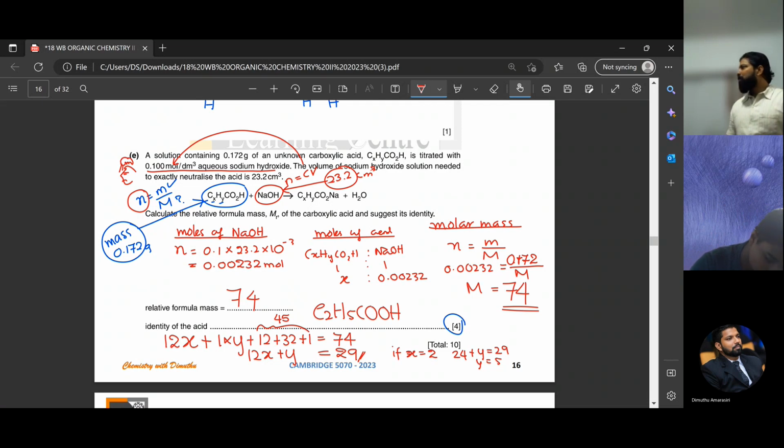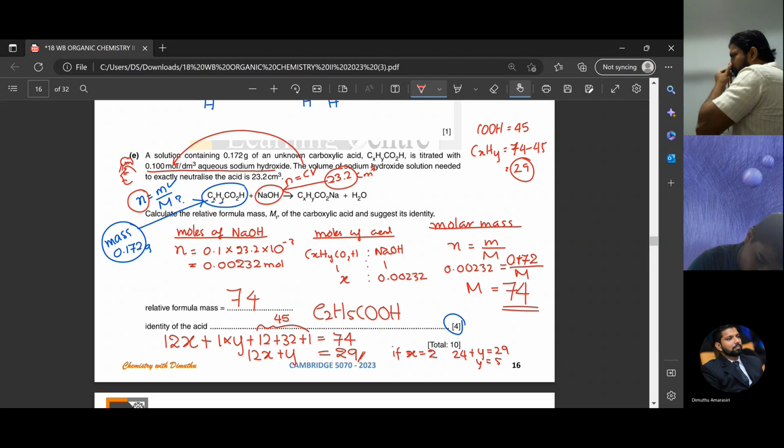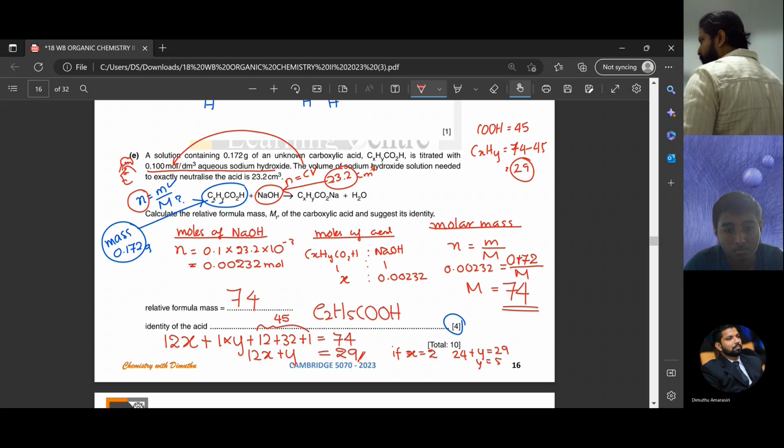The value of COOH is 45. Then CxHy should be equal to 74 minus 45, you get 29. For 29, with carbon, 1 carbon is 12, 2 carbons 24, 3 carbons 36. 36 won't work. Here there are 2 carbons, and the hydrogen part makes up 29. Simple logic, and the molecule is simple.